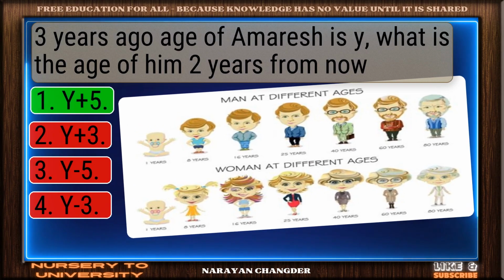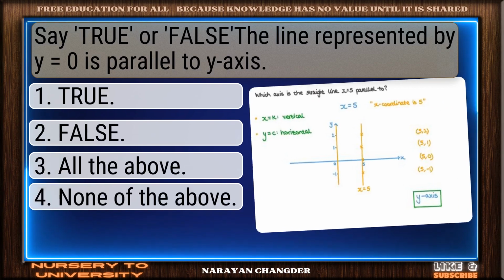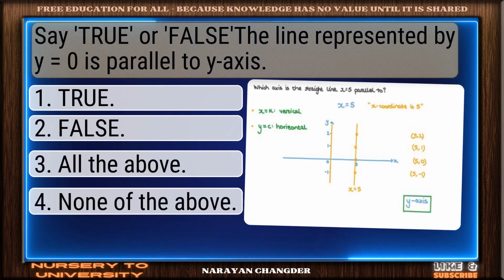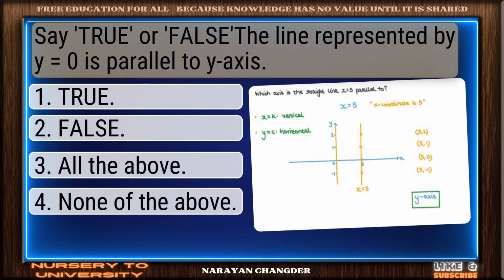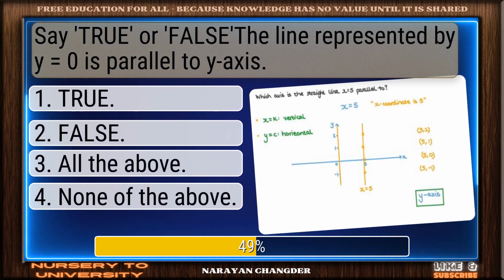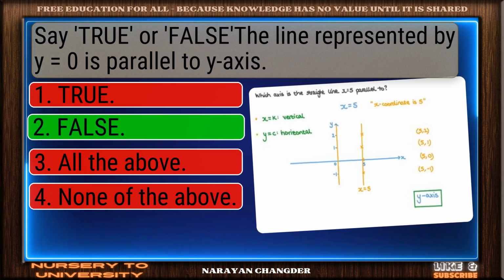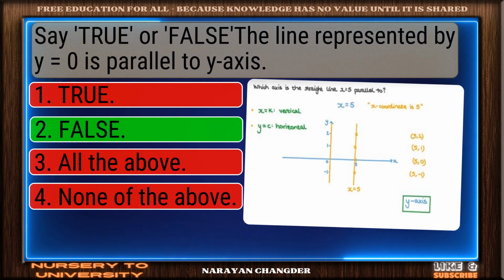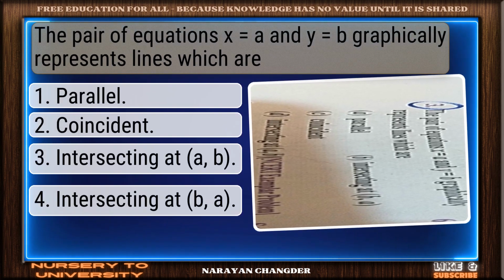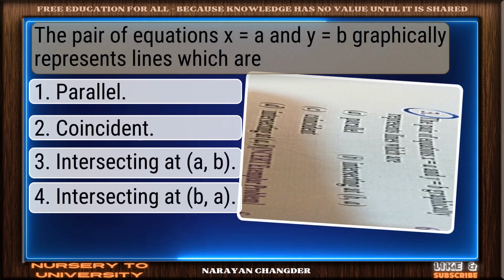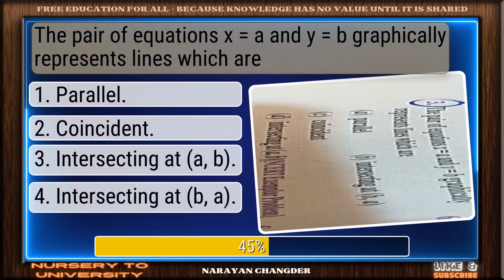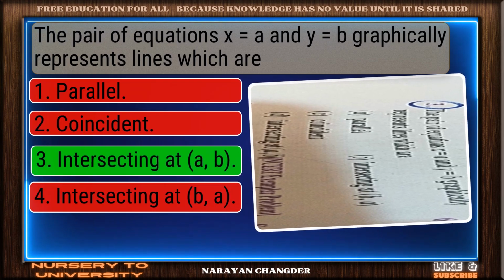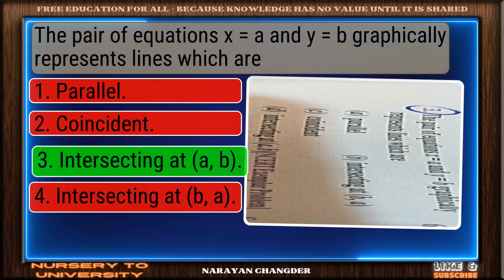Smart pick. y plus 5 is correct. Say true or false, the line represented by y equal to 0 is parallel to the y-axis. Exactly. False makes sense. The pair of equations x equal to a and y equal to b graphically represents lines which are. Nice work. Intersecting, it fits perfectly.